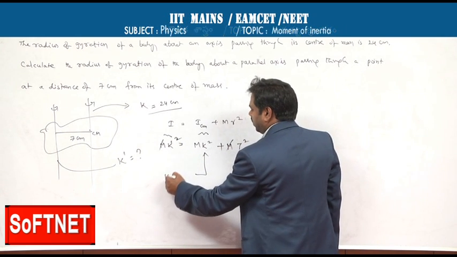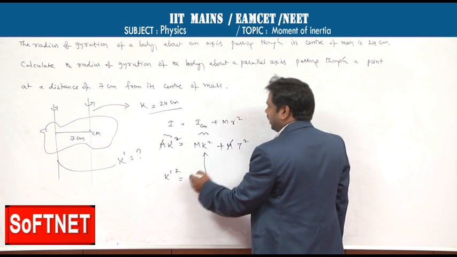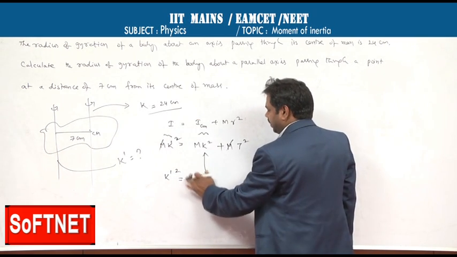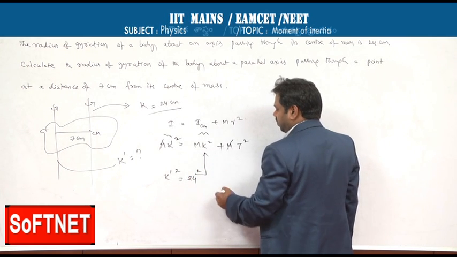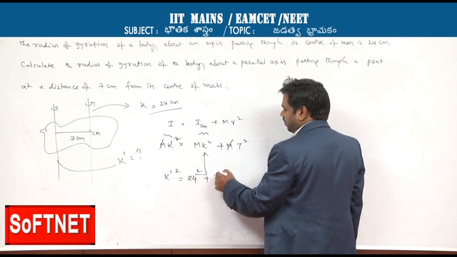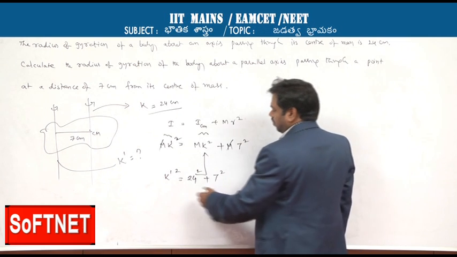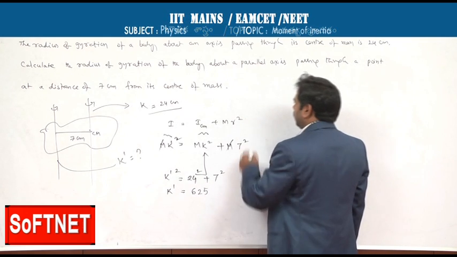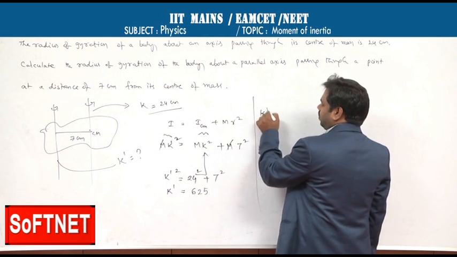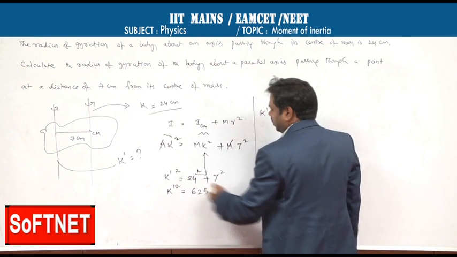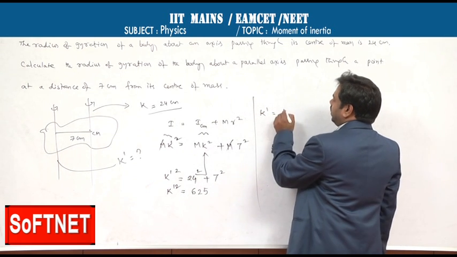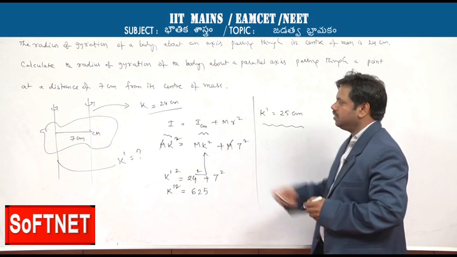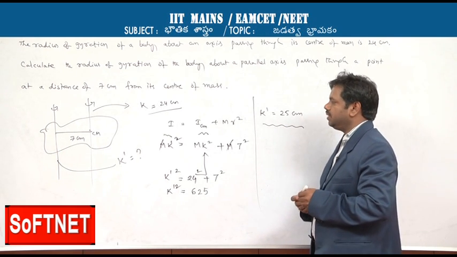So mass will get cancelled. So finally you will get K dash square is equal to K square plus 7 square. The radius of gyration with respect to the center of mass is already given to you, 24 square plus 7 square. Now if you simplify this one, you will get K dash square is equal to 625, K dash is equal to 25 centimeter. So like this we can find out the solution for this problem.